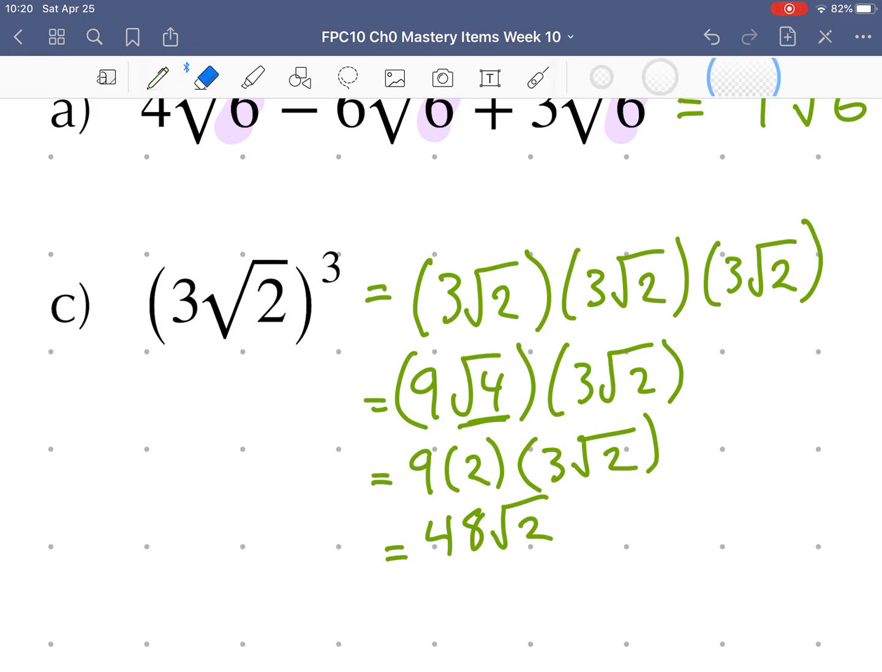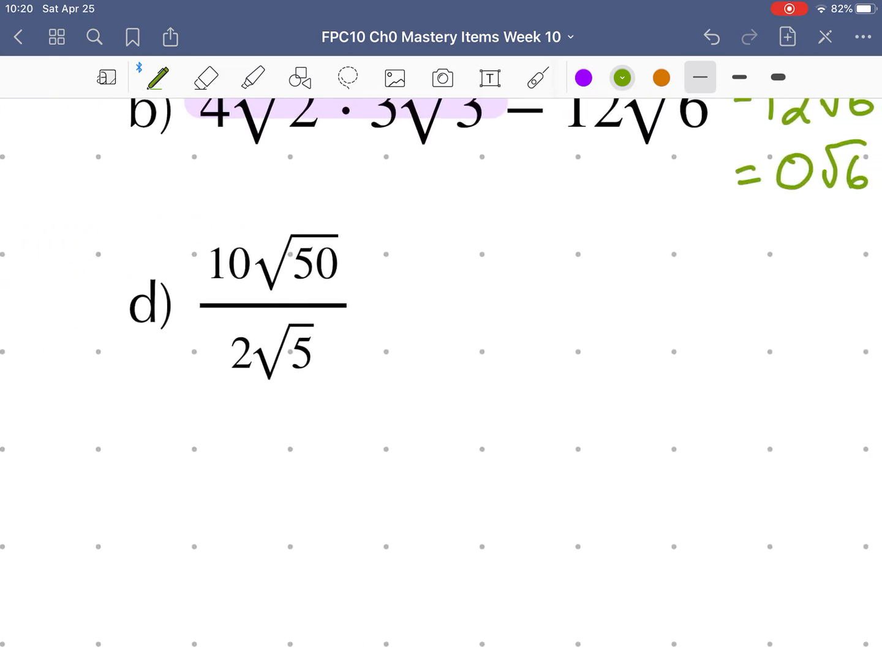Now 18 times 3 is 54 square root 2. Right, 2 times 3 is 6, 6 times 9 is 54. Next, division. We just divide our radicands and divide our coefficients. So this is equal to 10 divided by 2 is 5, and 50 divided by 5 is 10. So 5 square root 10.